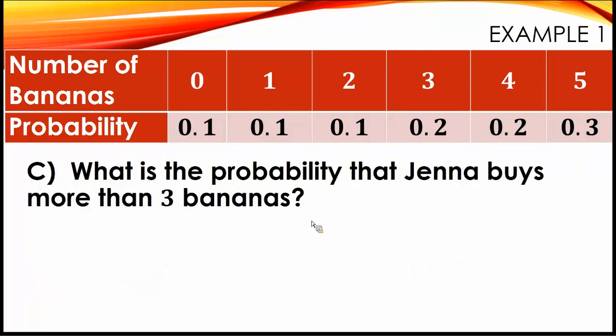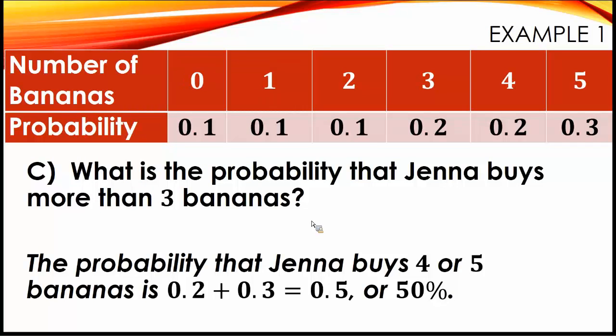Part C, what is the probability that Jenna buys more than 3 bananas? So the probability that Jenna buys 4 or 5 bananas is 0.2 plus 0.3. We add the two probabilities together and we find that it's 50%. So there's a 50% probability that Jenna buys 4 or 5 bananas.